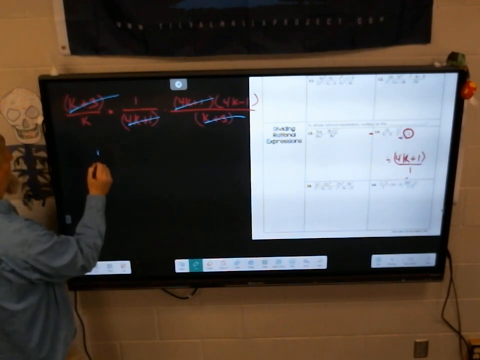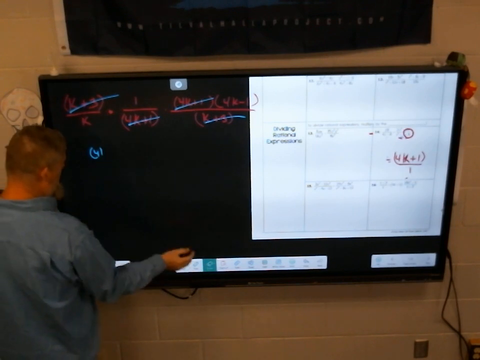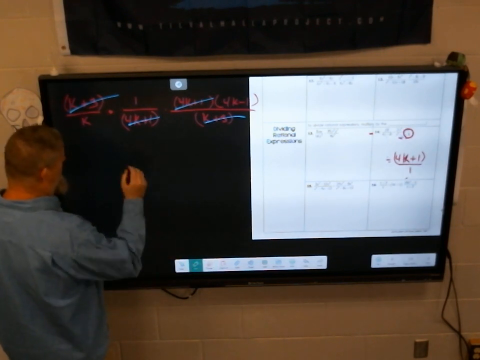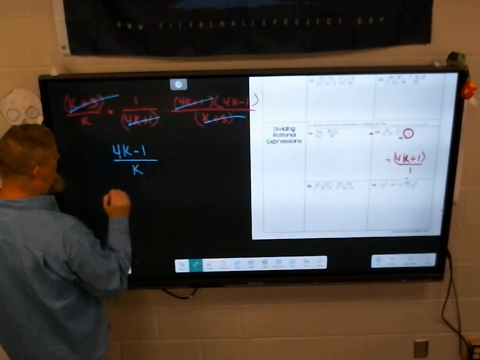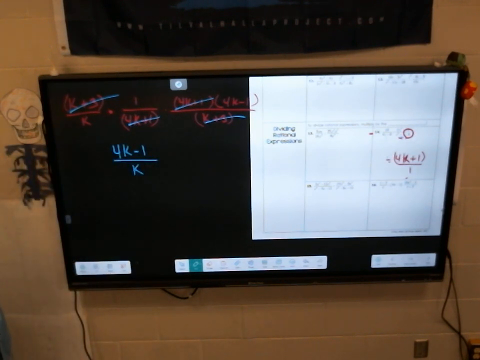You can't just cancel? No, you can't, because the k is subtracting from that 1, so you can't factor just k out. Isn't k the same thing as 1 over k?